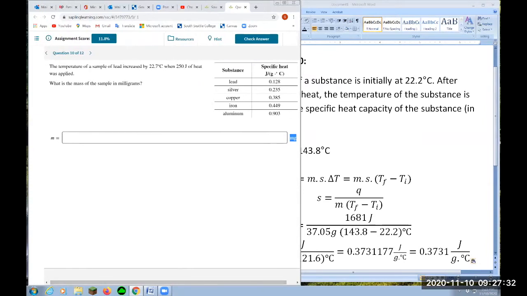And we have the specific heat capacity for lead, silver, copper, iron, aluminum. In my case, I have a sample of lead. You may not have lead, you may have something else, so you need to adapt and your values may be different. So let's work this out.